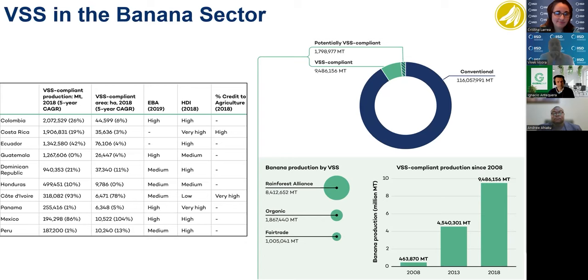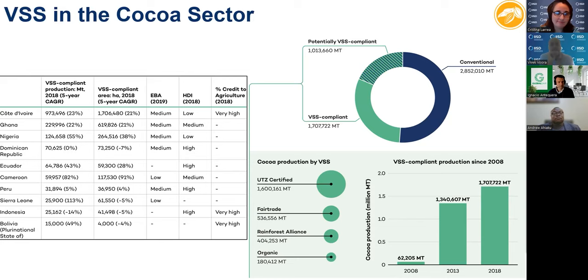Next slide, please. At least a third and up to 50% of all cocoa produced in 2013 was VSS compliant. Except for Indonesia, many of the top 10 producing countries experienced significant growth between 2013 and 2018. The EBA index and HDI of these countries reveal that impact investors should focus on countries such as Côte d'Ivoire and Nigeria. And investors looking to mitigate their risks are better off focusing on countries such as the Dominican Republic and Peru. Next slide, please.